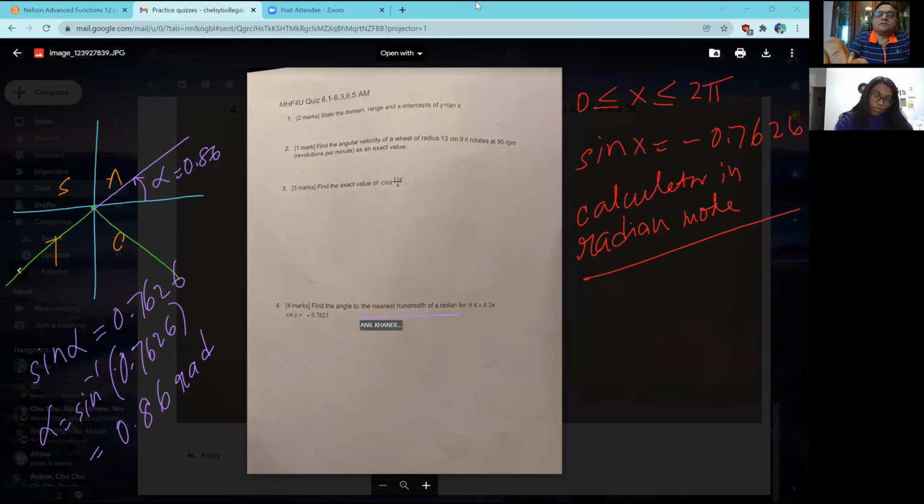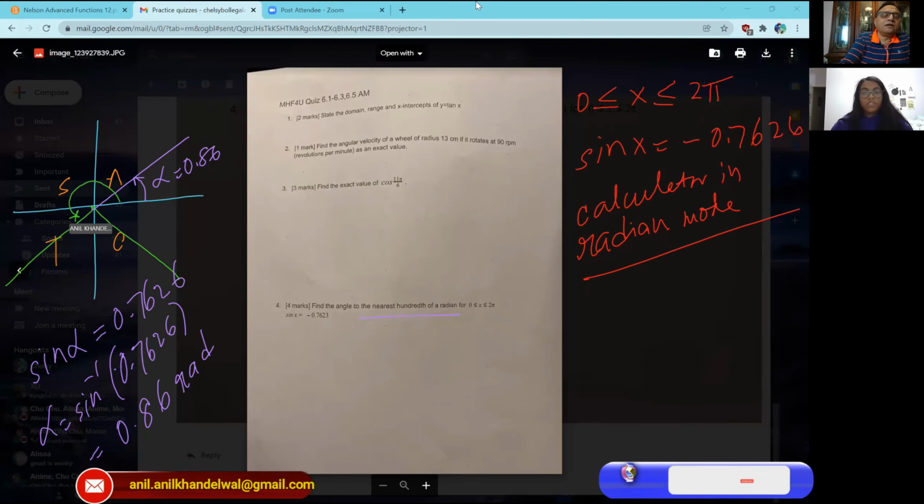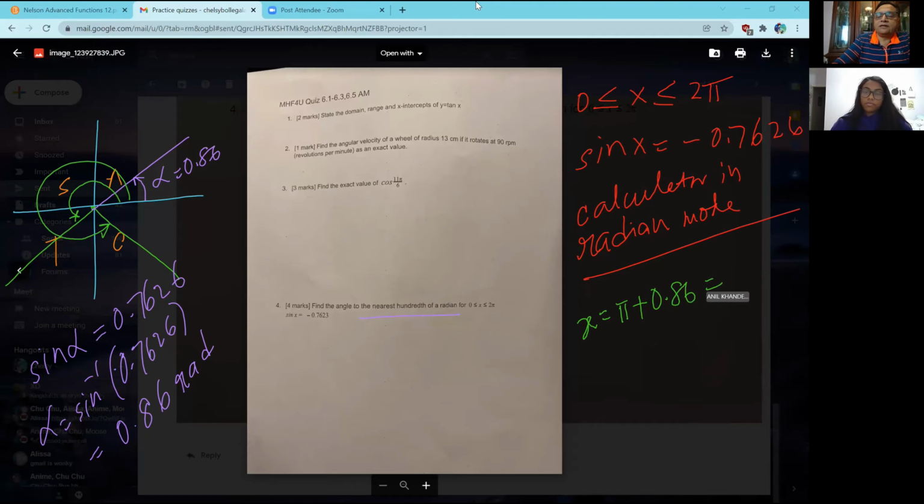Now, let's write down our answers. The answers will be what? One of them will be pi plus 0.86. The other one will be 2 pi minus 0.86, right? So we have two answers for this. X is equal to pi plus 0.86. Can you please calculate and tell me? And the other one is, so better, when you did inverse, write 3 decimal places because you're going to add pi to this.